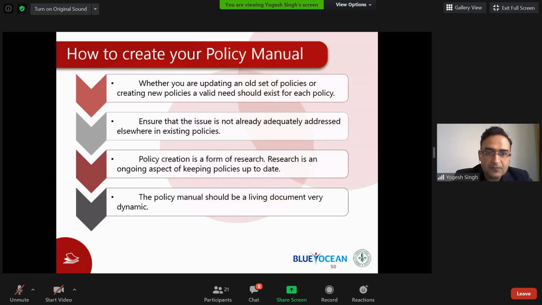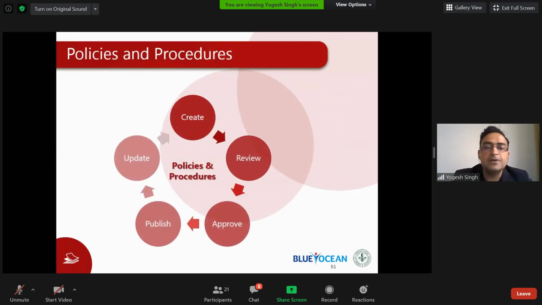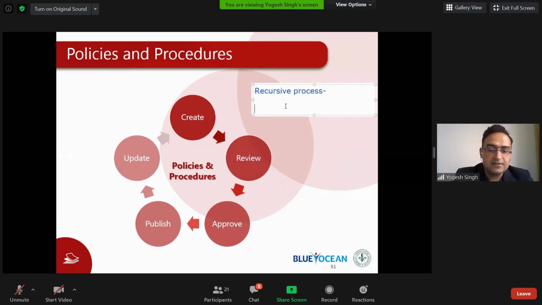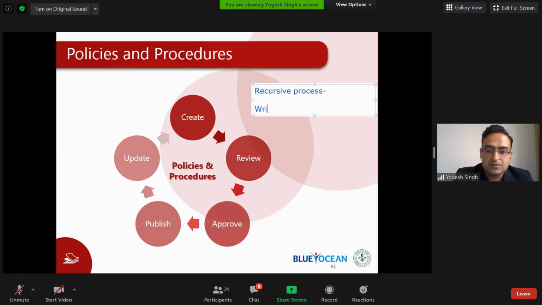Number one, you are writing a new policy handbook, you are updating a policy handbook. Always remember, writing policies is a recursive process. What do you mean by a recursive process? It simply means that you cannot write in the first sitting. You have to write, you have to rewrite, and then you have to finalize.